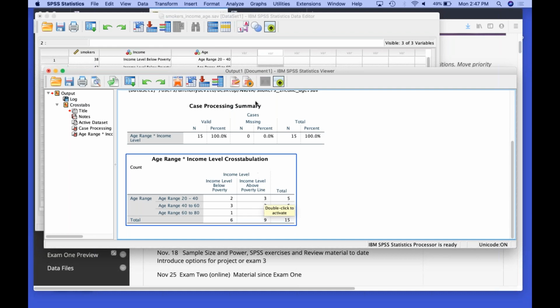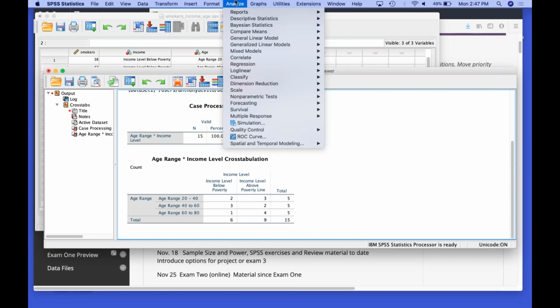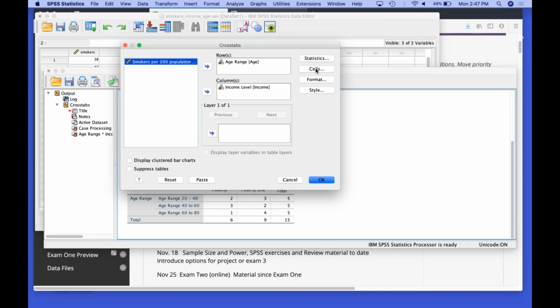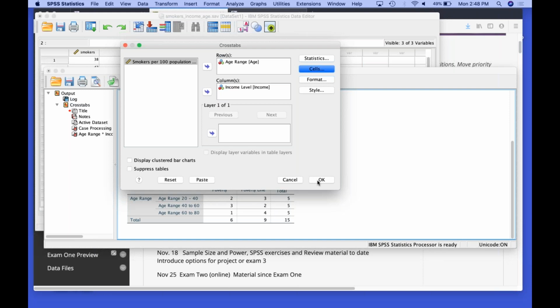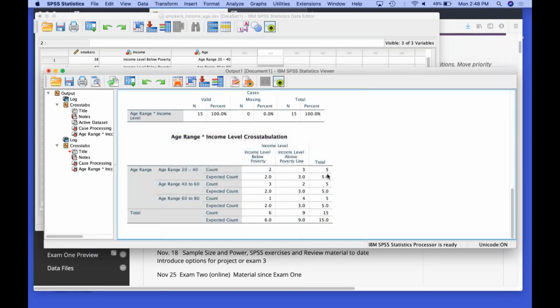Well, let's take a look at what our expected values would be. So I'm going to go to Analyze, Descriptive Statistics, and Crosstabs. And now in Cells, if I click in Cells, I can ask it to give me the expected values also. How does it calculate the expected values? It calculates an overall rate for poverty level, and then applies it to each population. In other words, let's say the overall poverty level rate is 30%, then you would expect 30% out of 5 people to be, actually it's 2 out of 5, so it's probably 40%. So these are the expected values.